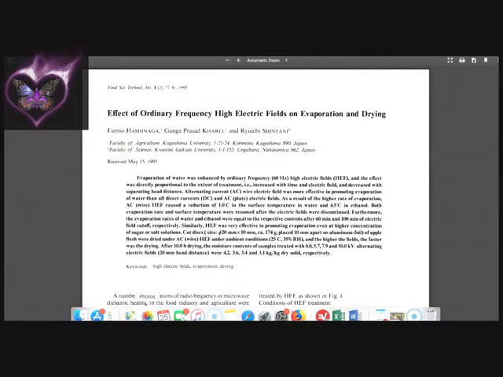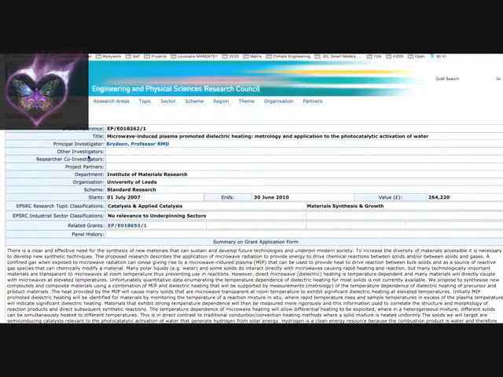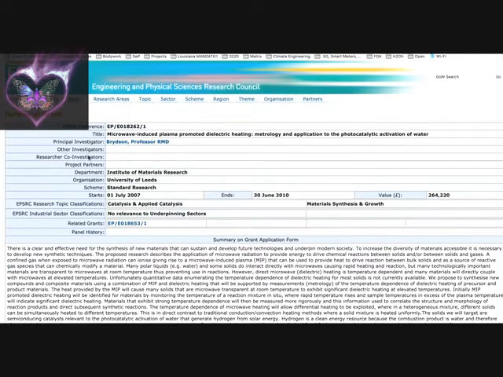A 1995 study, which is the year after the last round of Dopplers finished rolling out: effect of ordinary frequency high electric fields on evaporation and drying. And let me not forget, the microwave-induced plasma promoted dielectric heating metrology and application to the photocatalytic activation of water, pioneering research and skills, details of grant.